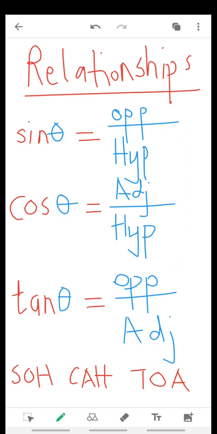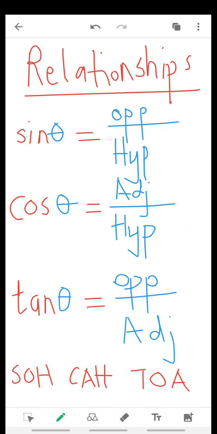What does cos theta stand for? It stands for adjacent over hypotenuse, meaning we relate angle theta with the side adjacent to theta and the hypotenuse of the triangle. Now, cos theta is equal to adjacent over hypotenuse.